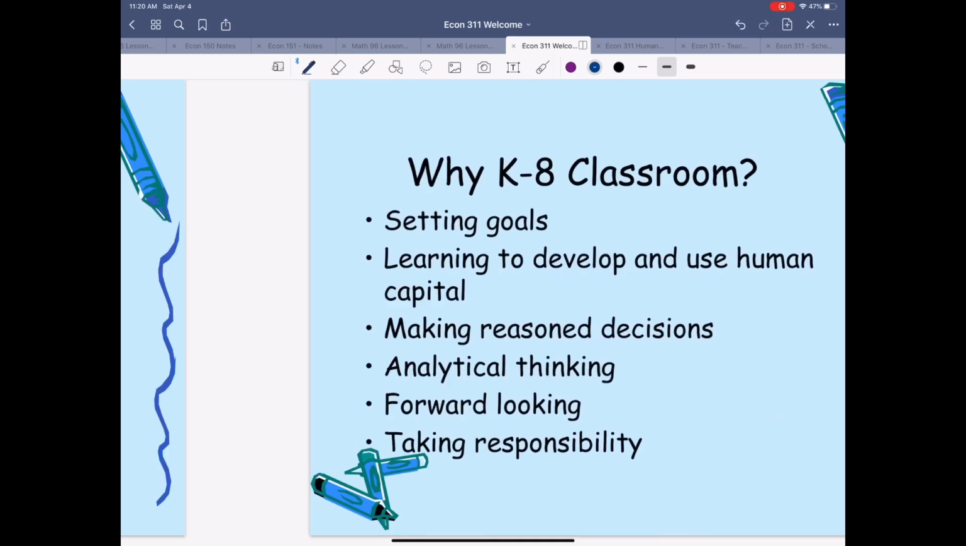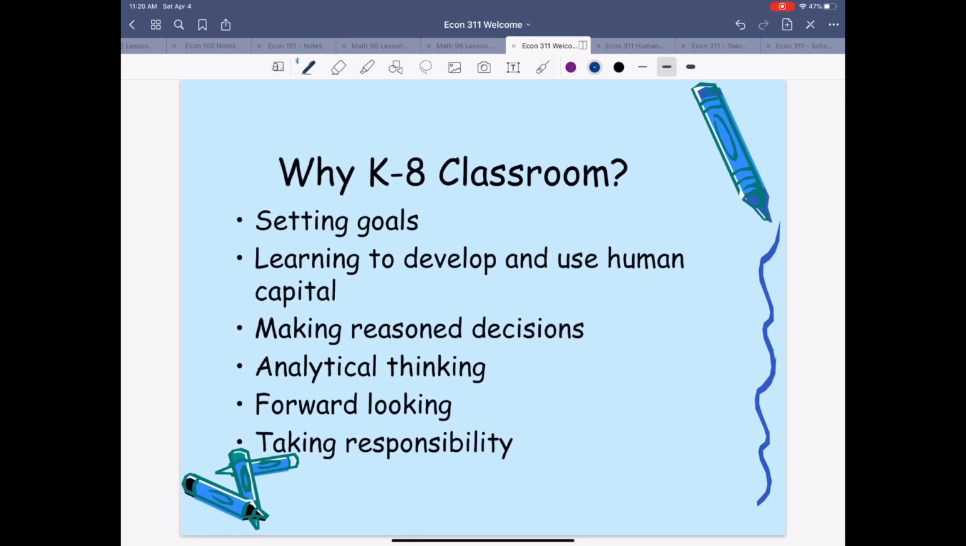So why are we focusing on the K-8 classroom? Primarily because this is an excellent time for our students to learn about setting goals, learning to develop and use their human capital, understanding what it is, what's powerful about it, and how it can be grown and made into something even more powerful. Learning to make reasoned decisions, weighing costs and benefits, using that economic reasoning faculty. Analytical thinking, weighing costs and benefits, involves a good deal of analysis. And while students are naturally pretty good at this, we can focus on it and help them to develop that as a skill. And that's an important skill to go into life with.